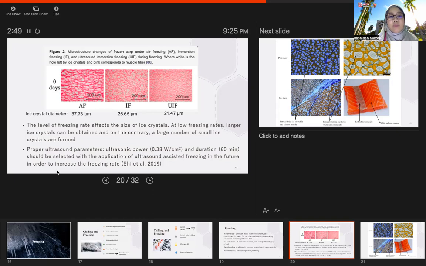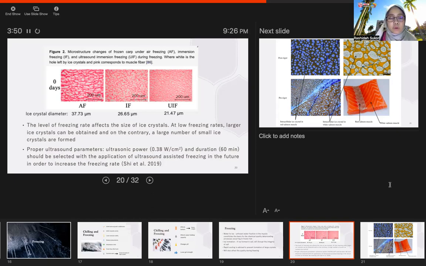So when you increase the freezing rate, smaller ice crystals can be formed. Okay. So this level of freezing rate will affect the size of ice crystals. With a lower freezing rate, larger ice crystals can be obtained, and a large number of ice crystals are formed. During the freezing process, ice crystals occur outside the cell first, and then the change of the solute concentration will cause the intracellular water to pass through the cell membrane and deposit on the extracellular ice crystal. Therefore, when the freezing rate is low, the intracellular water continues to migrate outward, causing the increase of extracellular ice crystals and cell dehydration.